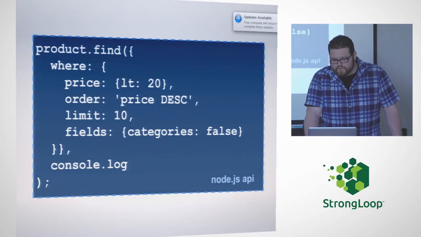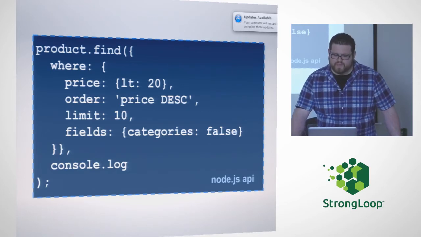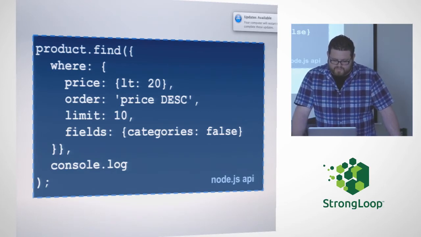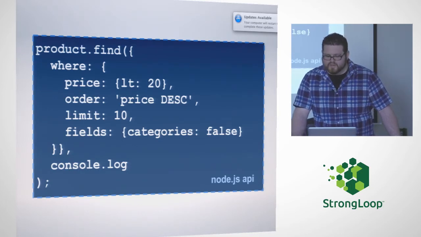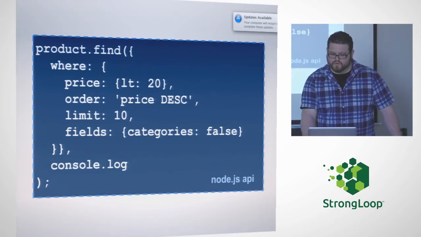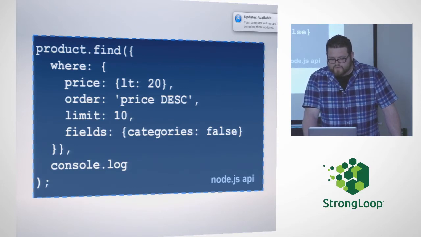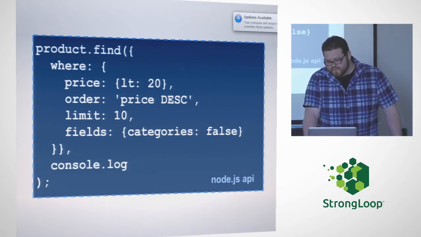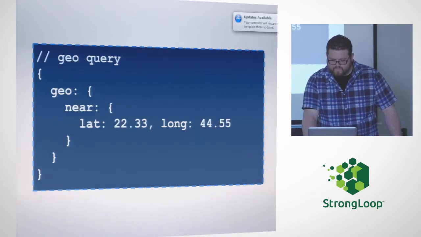We also support querying, where you provide this style query object, which is the same for all the different databases. In this case, this example will give you the top 20 products in descending order of price and under $20, excluding the categories field. And so you could run this query against MySQL, against Mongo. It would work the same.